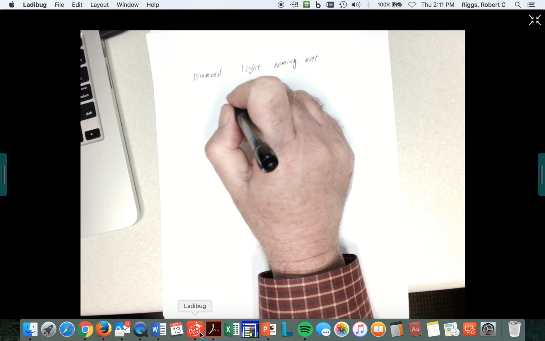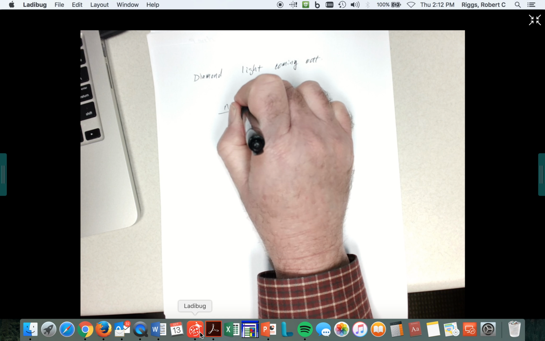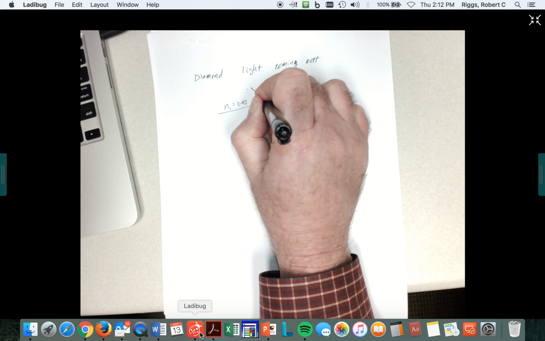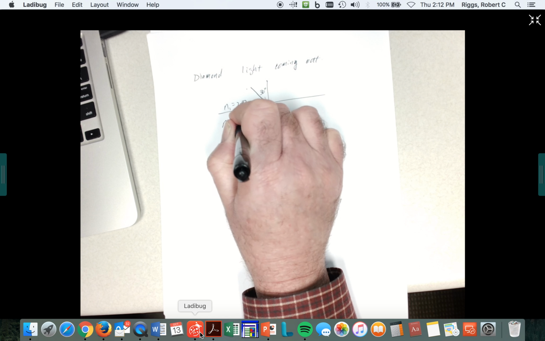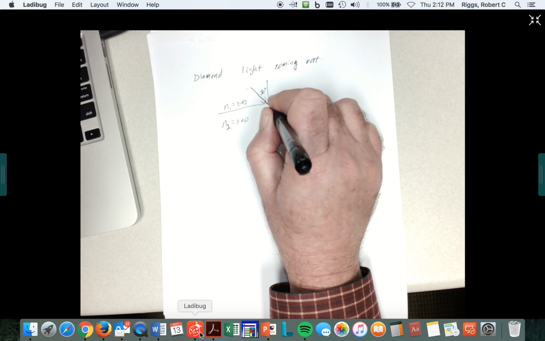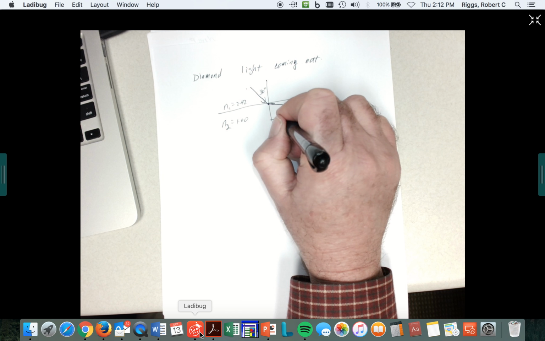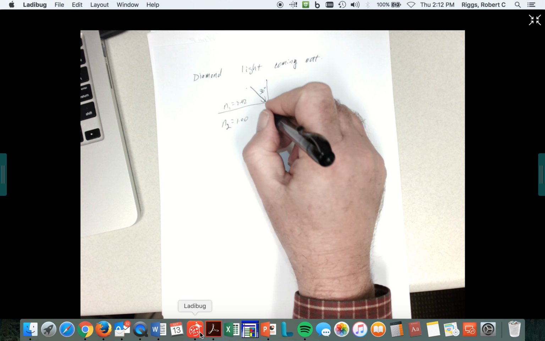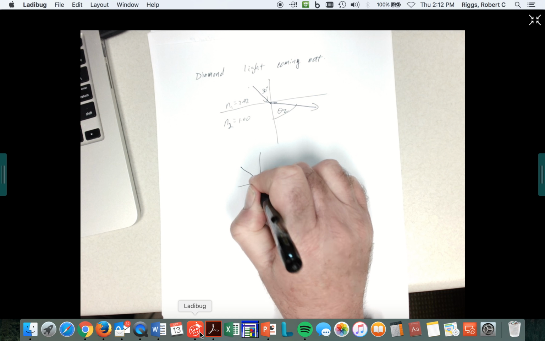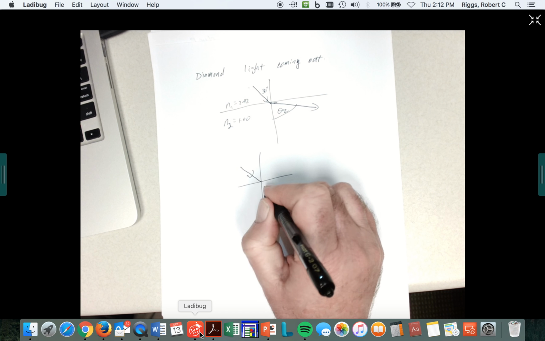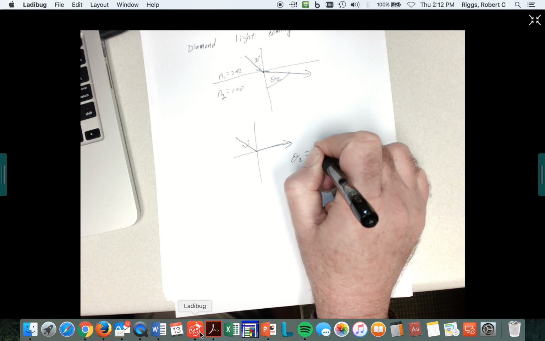So we're going to draw the same thing, but now we have the diamond on top. N1 is equal to 2.42. Let's say we've got light coming in at 30 degrees, and it's going to hit air. N2 is now equal to 1.00. It bends way out here. If we get the angle just right, theta 2 is going to be huge. If the light coming out of the diamond is at just the right angle, it's going to go right along here. In other words, theta 2 is equal to 90 degrees.